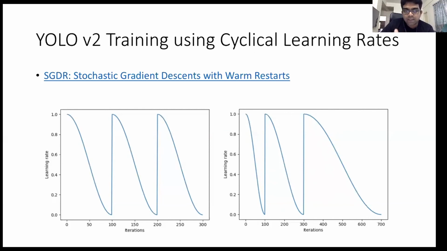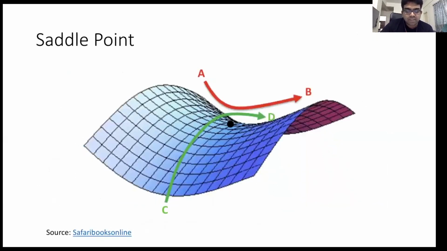Why is this proposed? Why do they say you should follow this? The reason is very simple. In most deep learning algorithms, the reason we get stuck is not because of a local minima, but because of something called a saddle point, where the derivatives are 0, but you haven't reached the local minima in all directions. In the direction of A to B, you reach the minima, but in the direction of C to D, you are not at the minimum position.